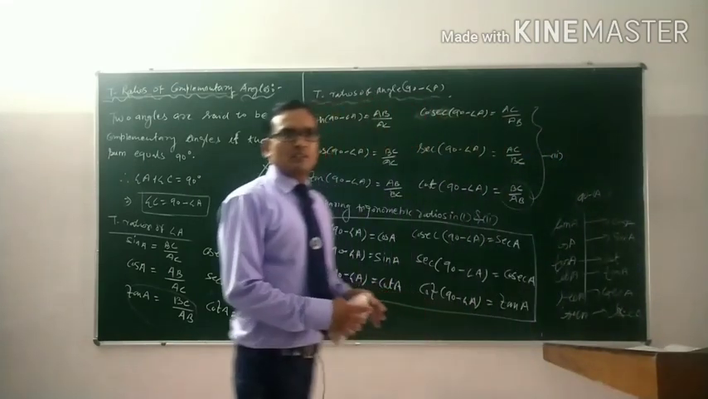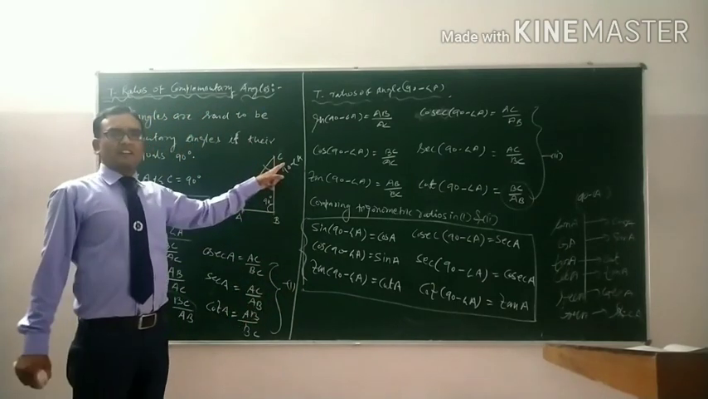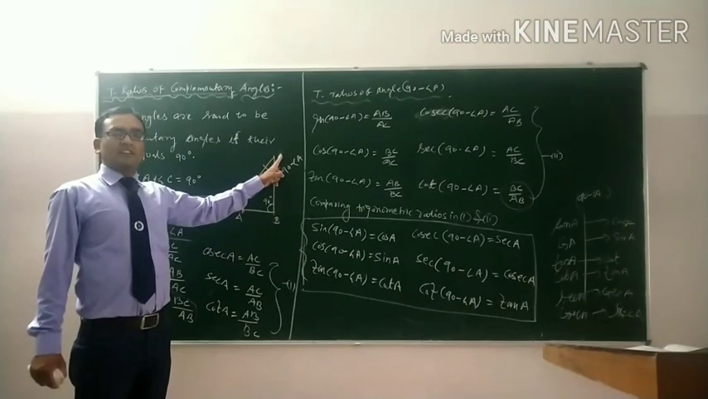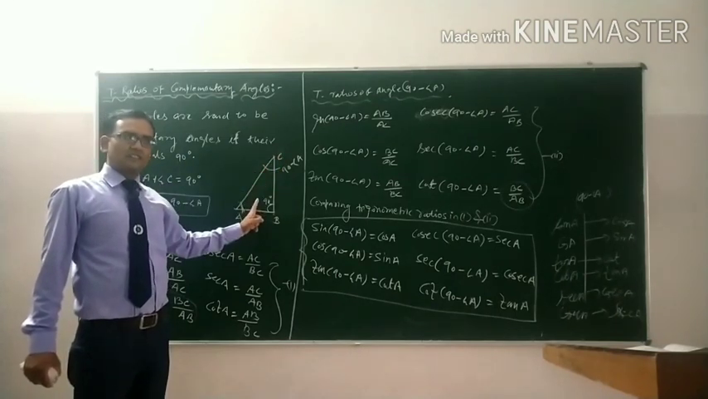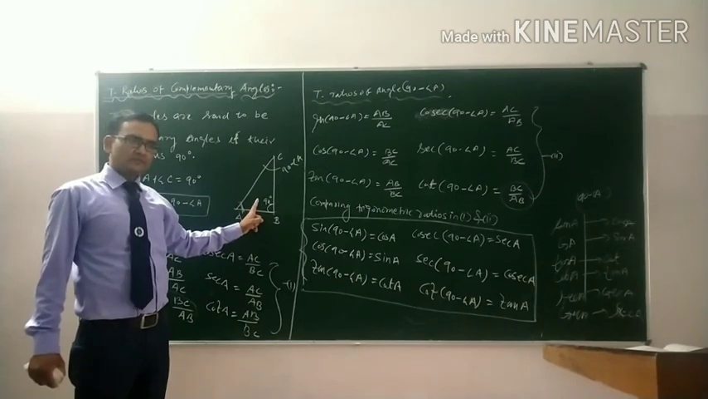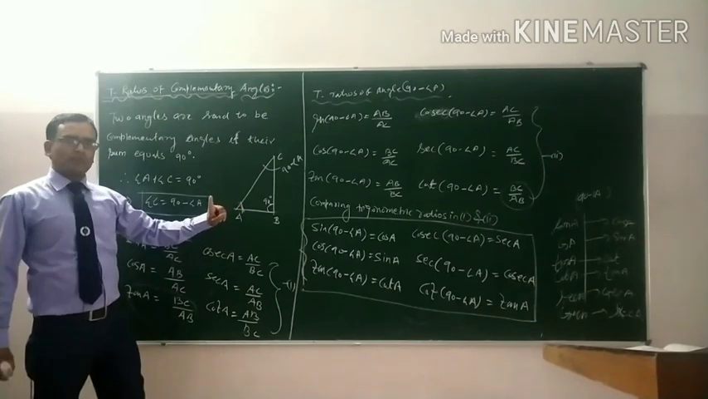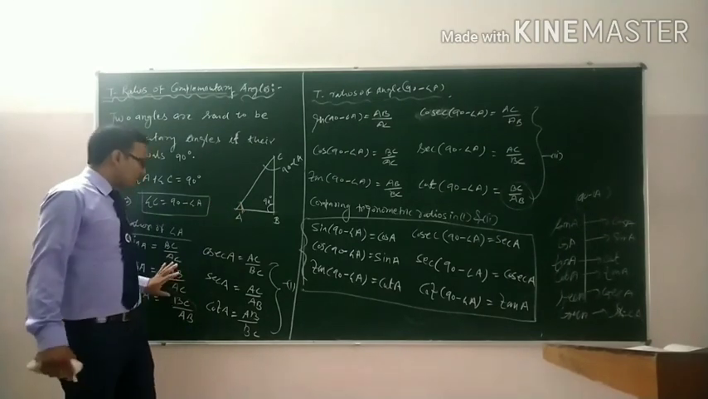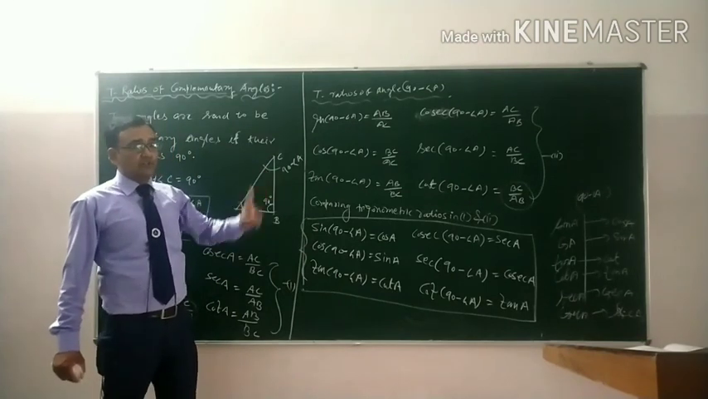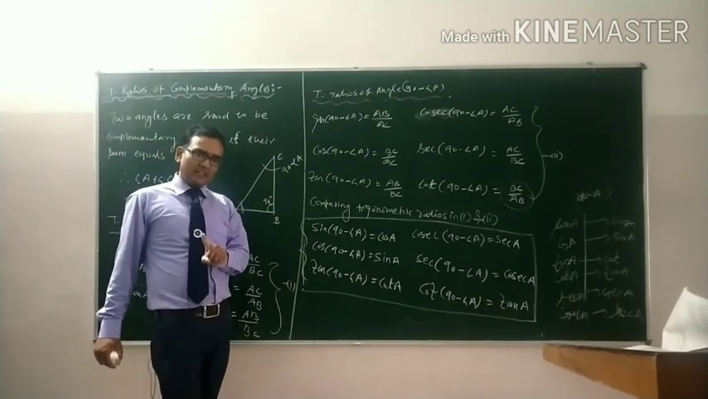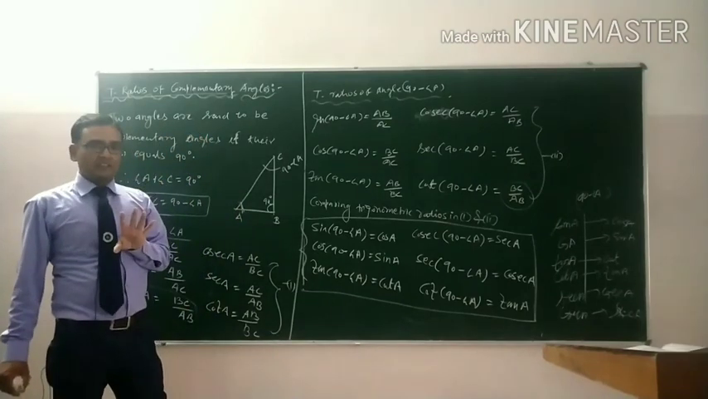First of all, we take a right angle triangle. In a right angle triangle, angle A and angle C are complementary angles. The sum of these two angles is 90 degrees, and then we find the trigonometric ratio of angle A, and we find the trigonometric ratio of angle C. Angle C is also written as 90 minus angle A. Why? Because A and C are complementary angles.